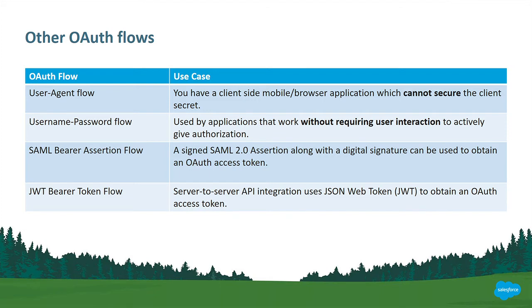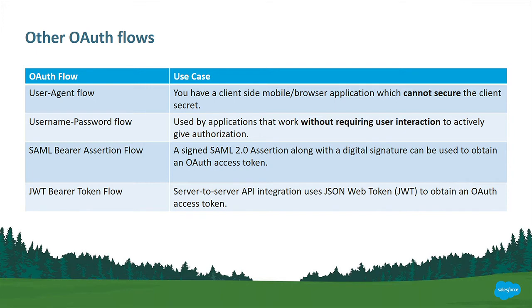You also have the username password flow. This is used for autonomous applications where the user is not present to explicitly give or deny access. Salesforce usually frowns upon this flow because, as the name suggests, the password of the user is embedded in the flow. So this is used mainly for testing applications. It's not used in real world scenarios as much because the password is being sent back and forth as part of the request.